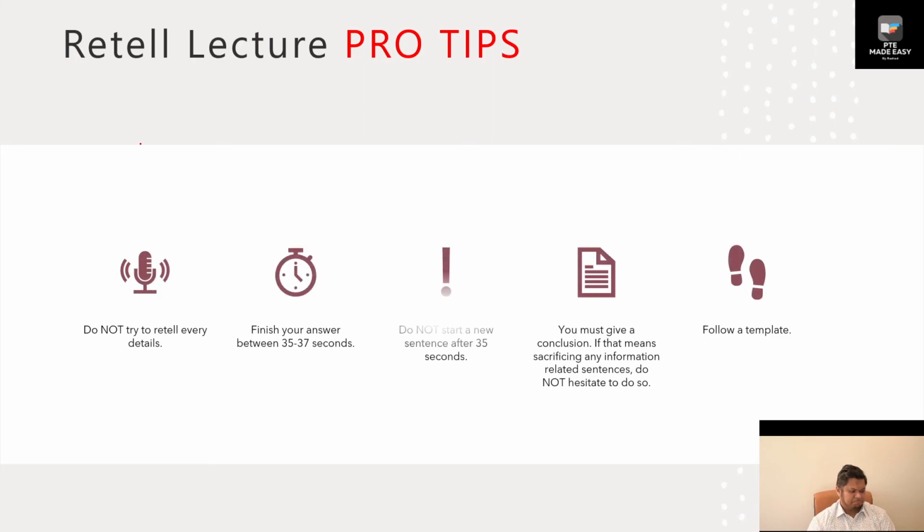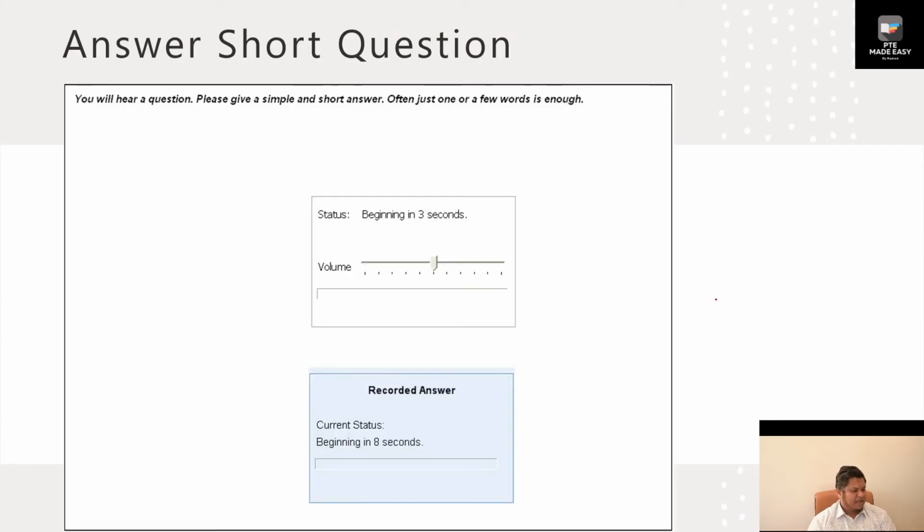Some pro tips. First of all, again, do not try to retell every detail. Finish your answer between 35 to 37 seconds. Do not start a new sentence after 35 seconds. You must give a conclusion, again the same as describe image. And follow a template. Again, I'm telling you, follow any template that you're comfortable with. If you want my template, wait for my video.